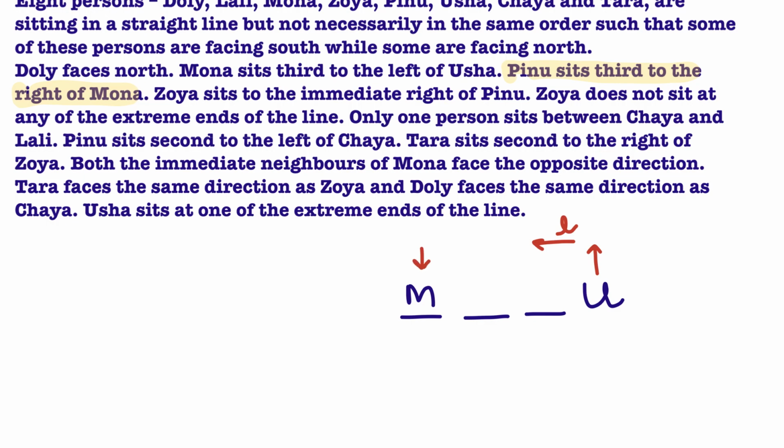He said Pino sits third to the right of Mona. This is her right side. First right, second right, third right, Pino sits here. After this, we know that there are 8 people in the diagram where Usha is onto the extreme right end. Now there are 7 places already, so the 8th character is going to be here. Okay. Now he said Dolly faces north. He also said Dolly faces the same direction as that of Chaya. Okay, so this tells me that Chaya also faces north.